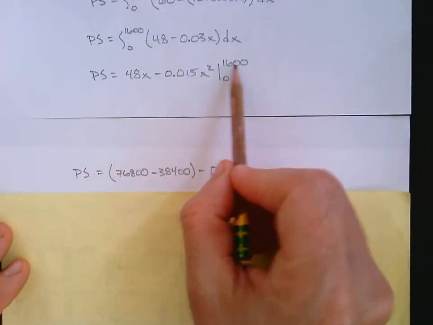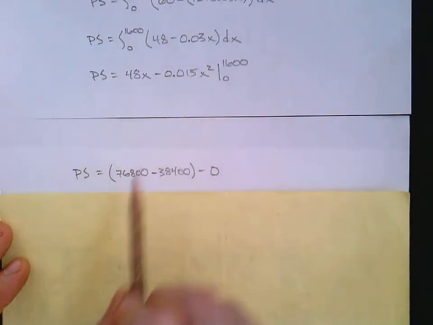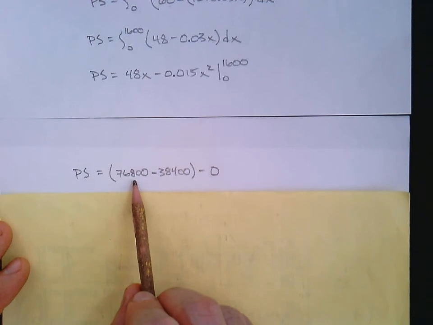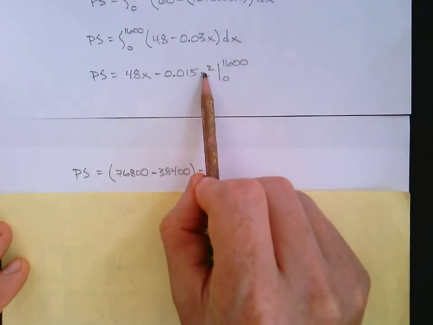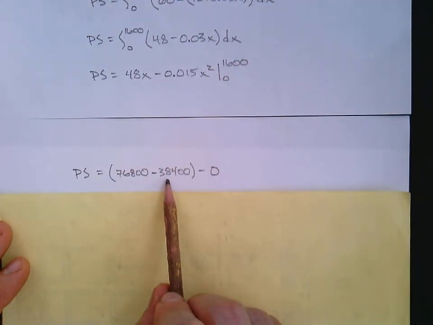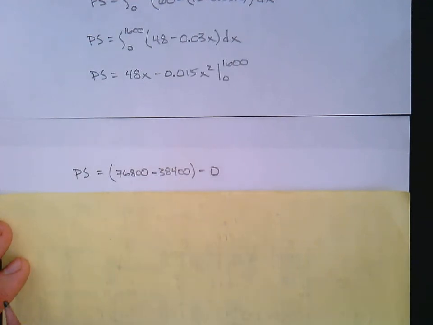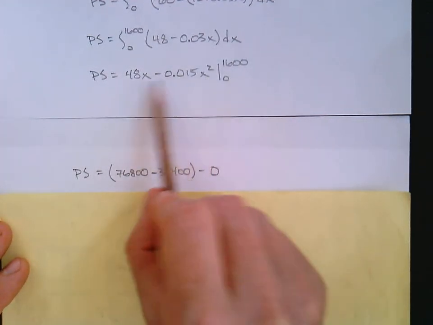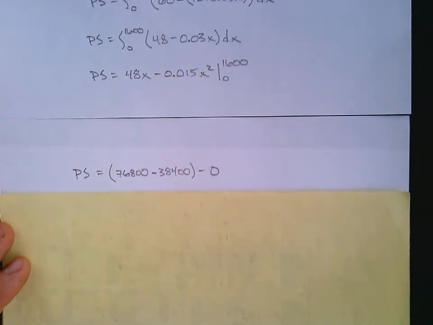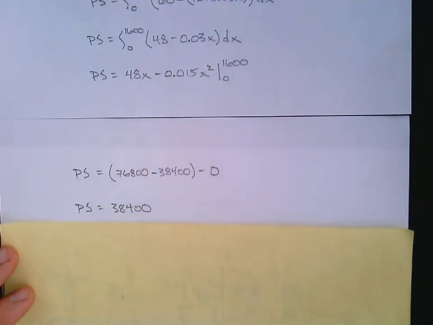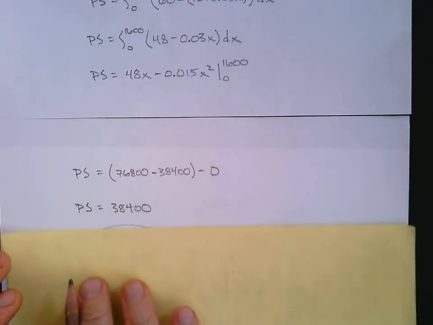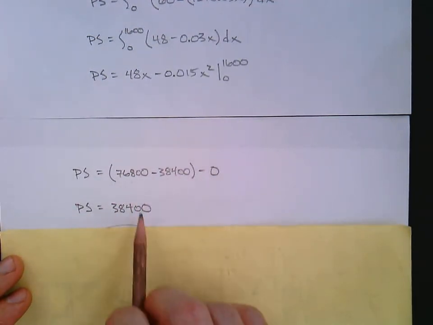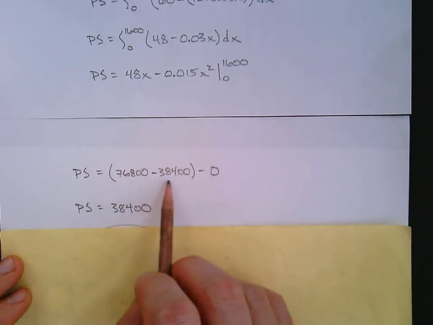Plugging in the 1600 to both of those, I got, in the 48 times, 76,800. Plugging it into this x squared term and multiplying, I got 38,400. And we'll subtract, and clearly plugging in the 0 to both just gives us 0. And so subtract, and it so happens that it worked out kind of nice. That was exactly double.